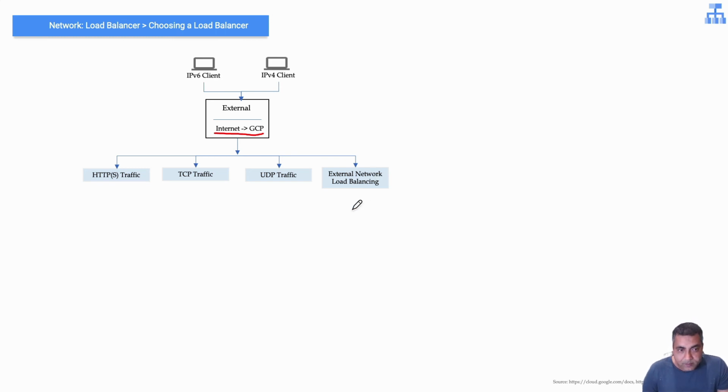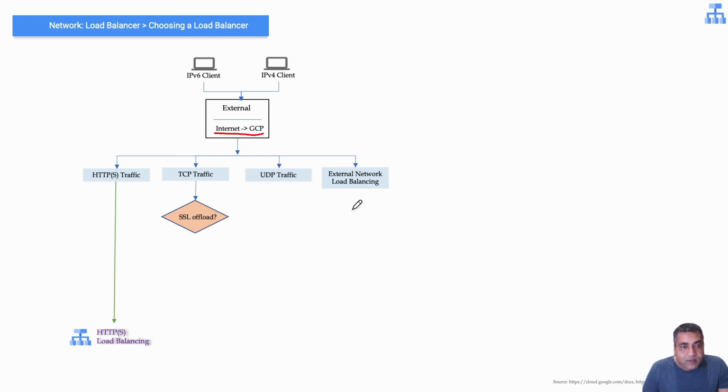Now, if it's HTTPS traffic, you can use HTTPS load balancing, which routes the traffic based on the URL map. HTTPS load balancers normally use a forwarding rule. They support SSL certificates, and it's layer 7 of the OSI model, and it does support IPv4 as well as IPv6.